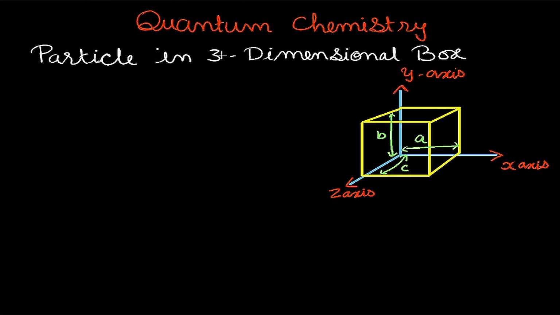Hey friends, welcome. Today we will be discussing one of the topics again from quantum chemistry, and that is a particle in a three-dimensional box, which is again one of the solutions of the Schrodinger wave equation. In our previous topic in quantum chemistry, we discussed the particle in a one-dimensional box.